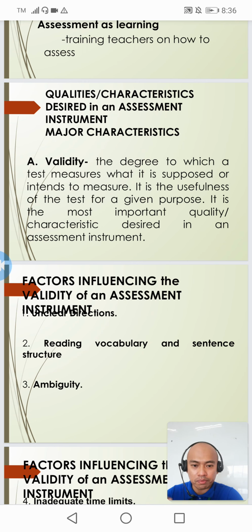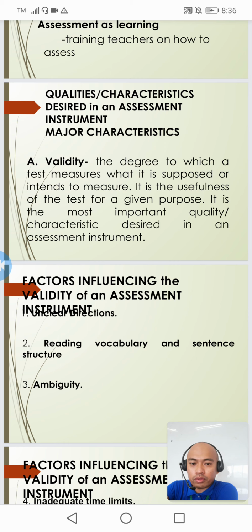So this will be the first video lecture about our target lesson for the subject Assessment in Learning 1. So we'll be talking about important qualities that are needed in a classroom assessment instrument.